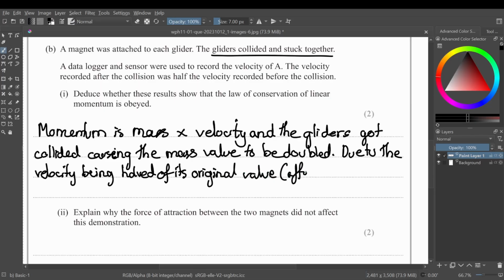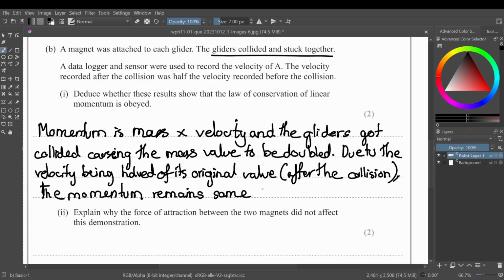basically after the collision, right? The momentum basically remains, you can say, same or constant. So the law is obeyed, right? So basically this is your final answer.